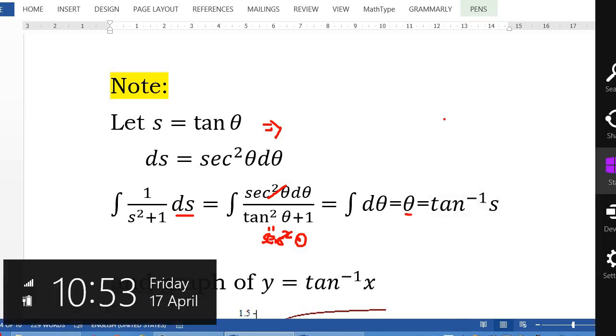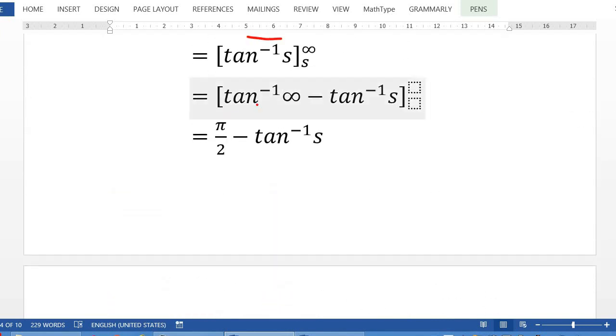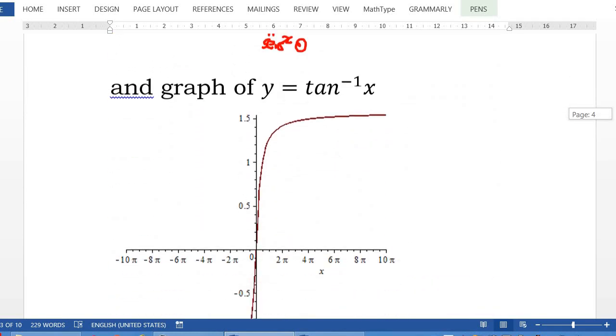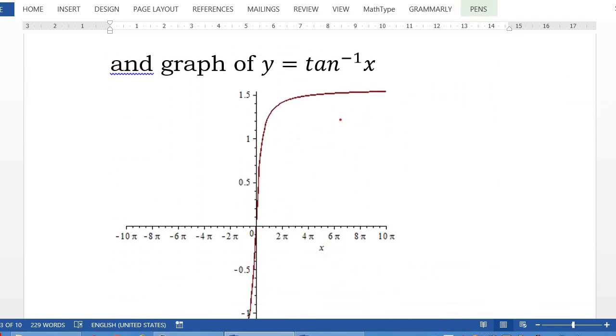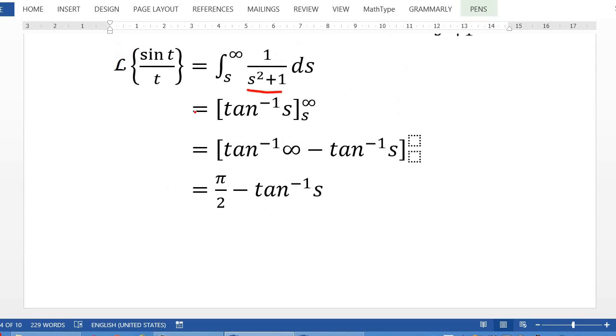Okay, and how do we know that arctan infinity you get pi over 2? Okay, this is a graph of arctan x. You notice when x approaches positive infinity, the arctan x approaches pi over 2. So that's why the result for the Laplace transform of sin t over t is equal to pi over 2 minus arctan s.